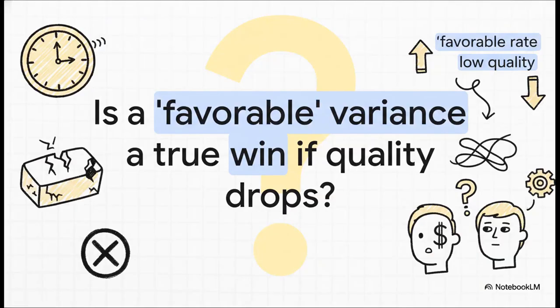Which leaves us with one last question for you to think about. If using cheaper labor gives you that favorable rate variance, but it leads to slower work and lower quality products that disappoint your customers, is that number really a win for your business? That's the kind of strategic thinking that separates the good managers from the great ones.